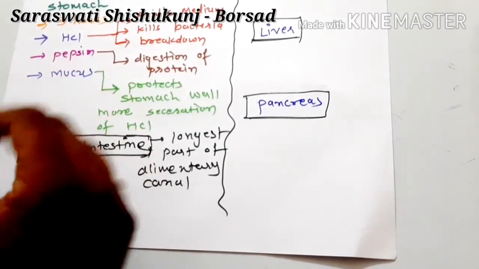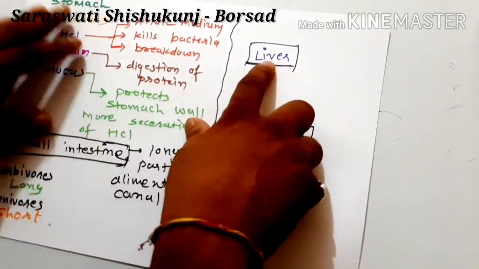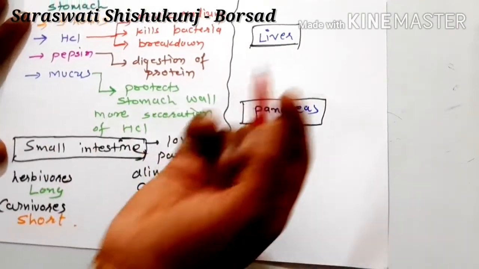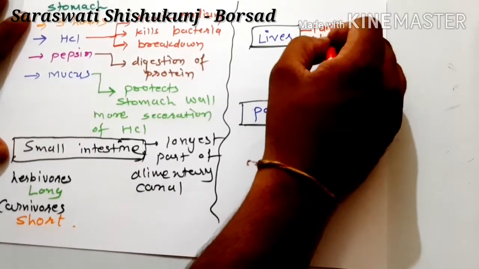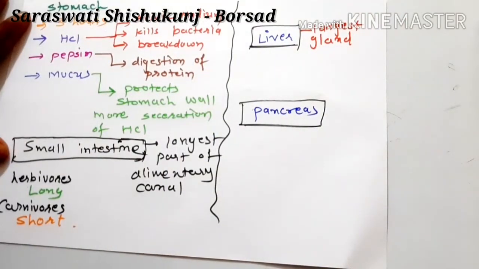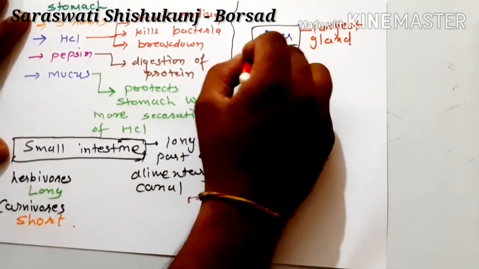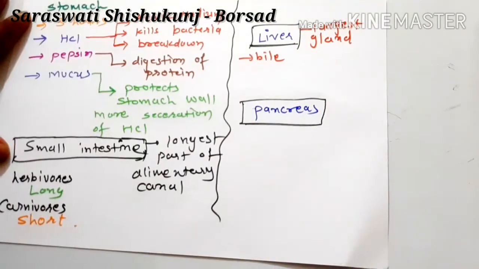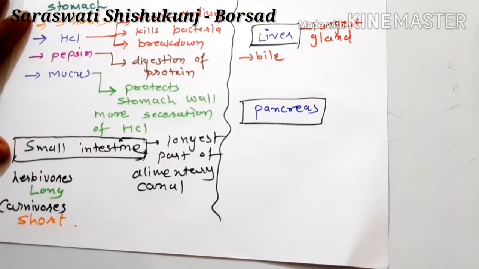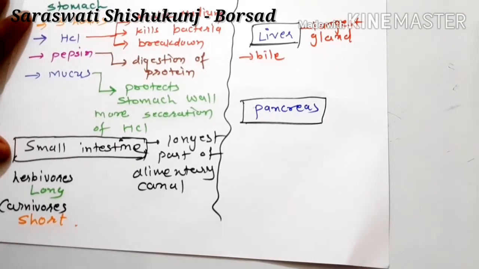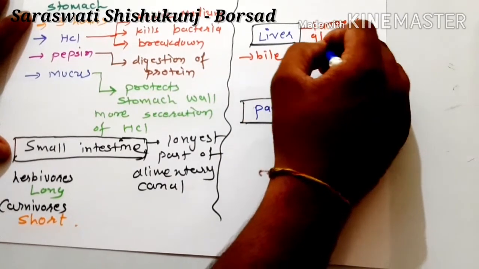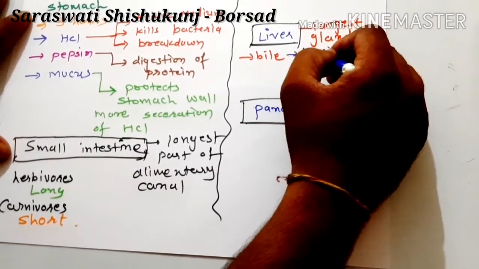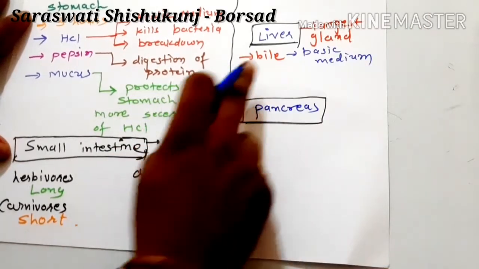Liver, we know that the liver is the largest gland. Keep this in our mind. The liver is the largest gland of the body. And what will the liver do? The liver will secrete bile juice. Bile juice is secreted by the liver. Now what is the function of this bile juice? Bile juice provides a basic medium to the food.